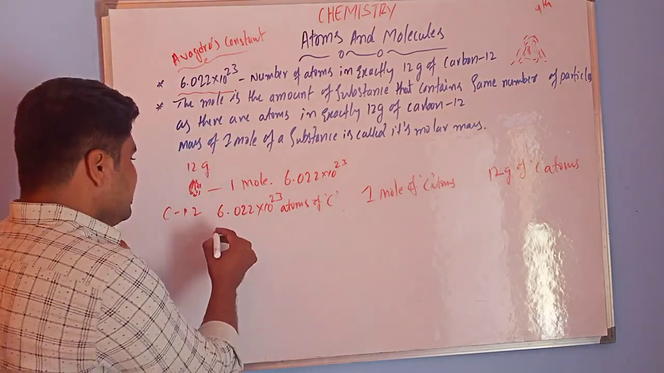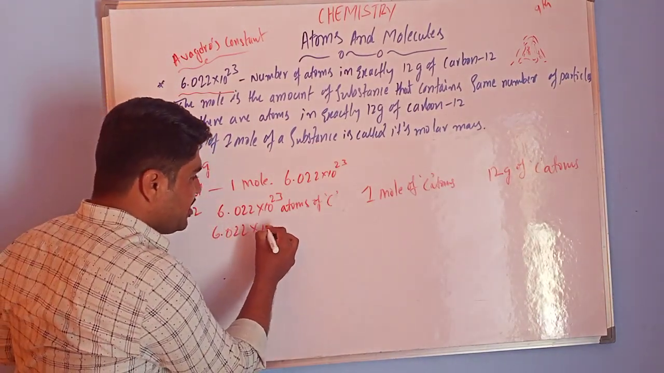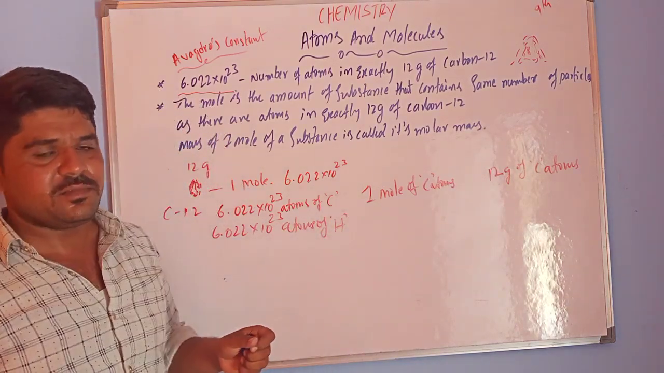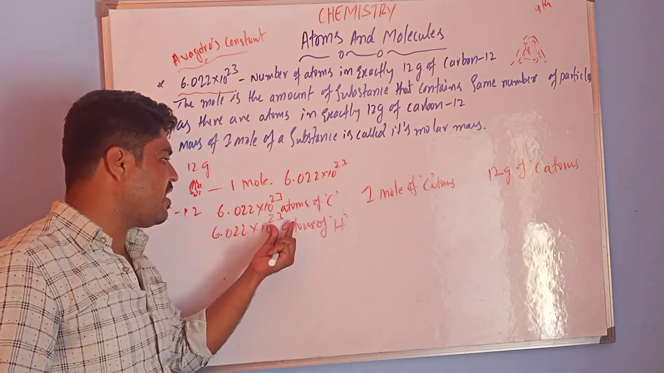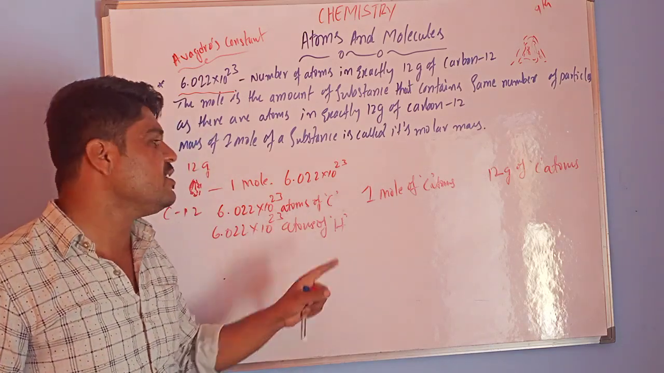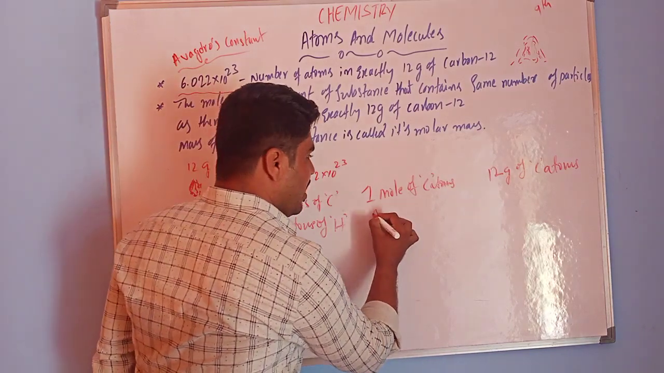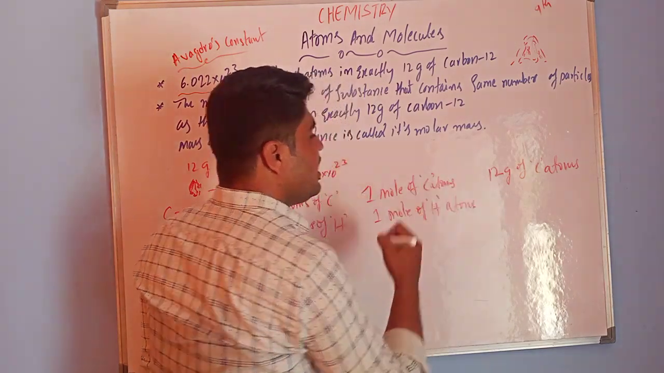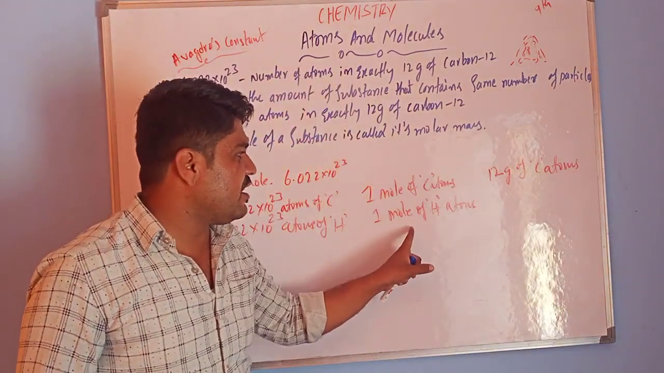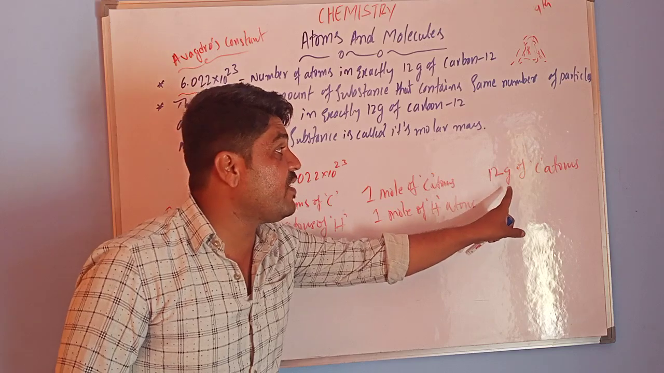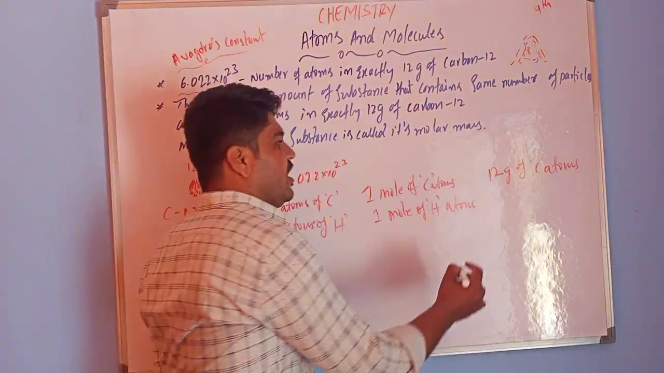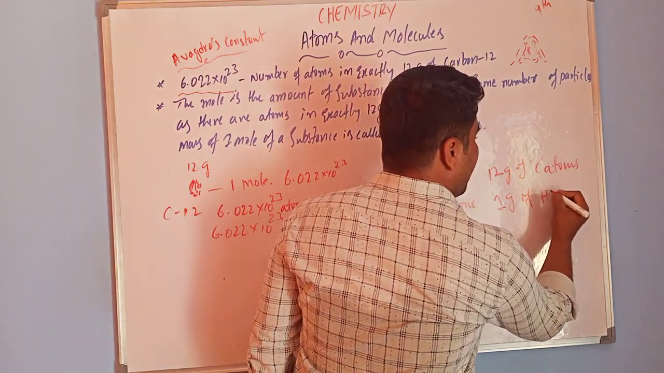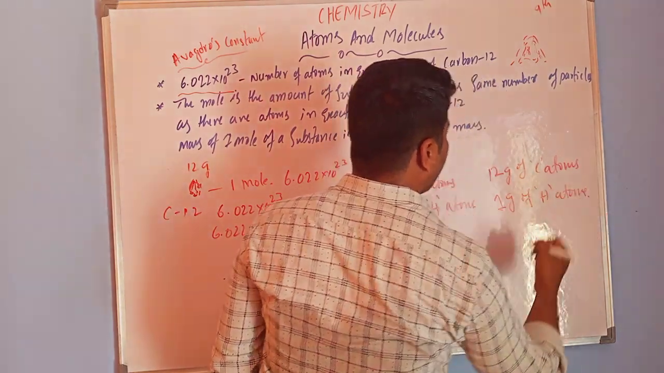In the same way, 6.022 into 10 to the power of 23 atoms of hydrogen are present. They are equal to 1 mole of hydrogen atoms. Can you tell the number of atoms in grams? 1 gram, because the atomic mass of hydrogen is 1, so 1 gram of hydrogen atoms.